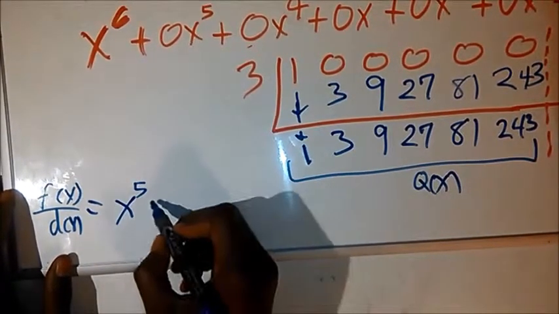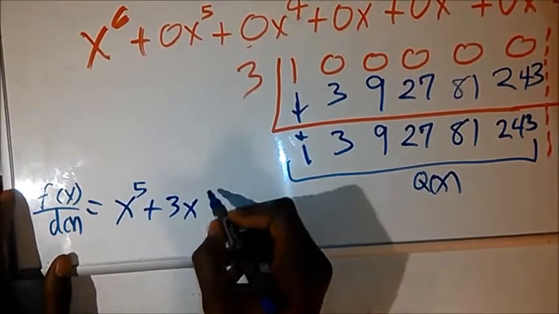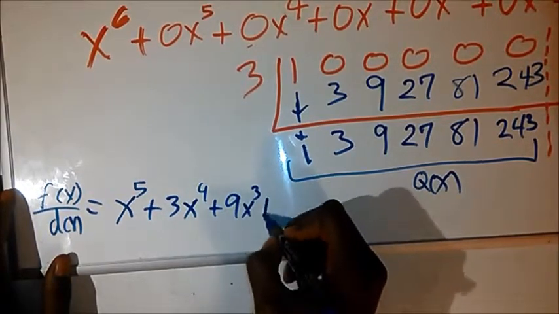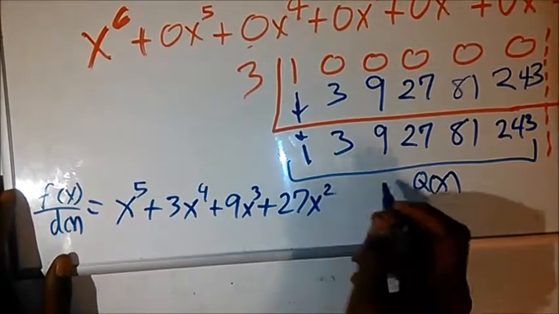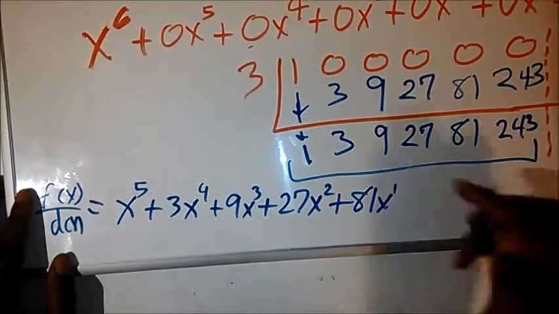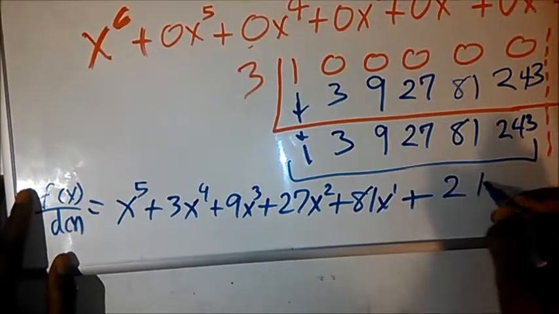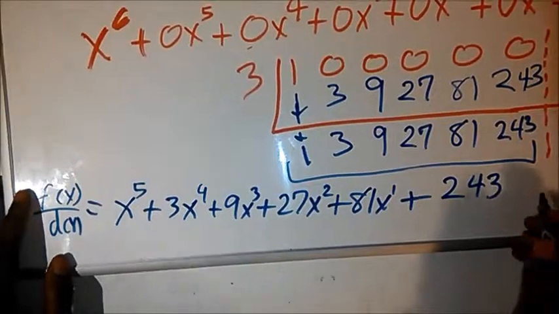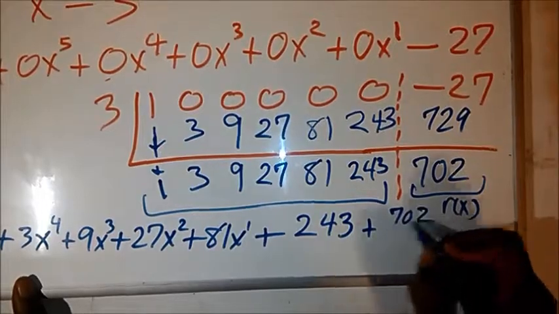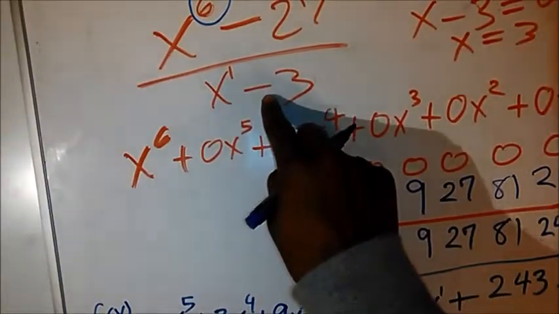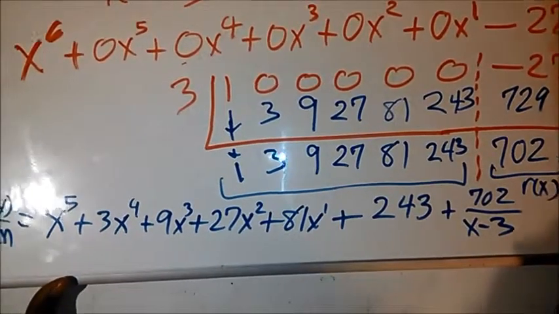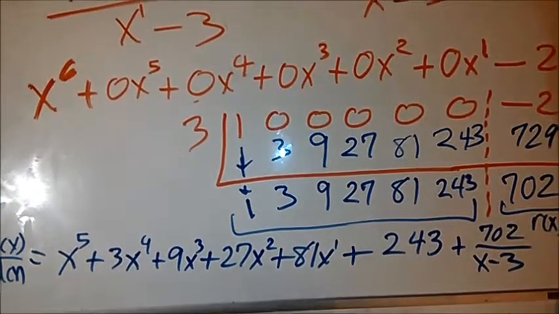x to the 5th power plus 3x to the 4th power plus 9x to the 3rd plus 27x squared plus 81x to the first power, and I have space here, plus 243, plus remainder 702 divided by our divisor, x minus 3. That's a long answer. Look at that. Look at that baby. But we did it. Right? You did it.